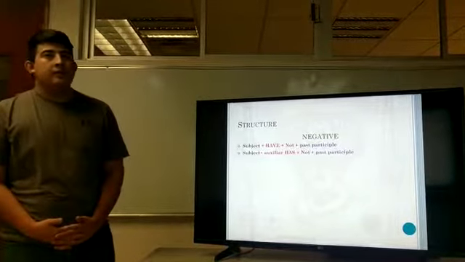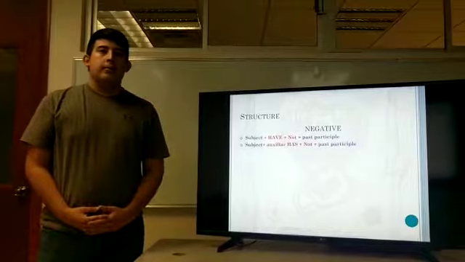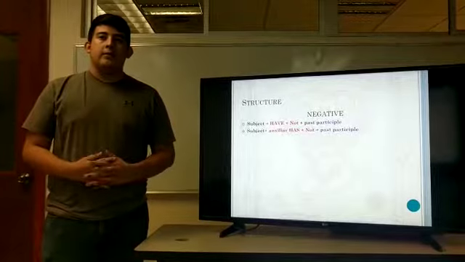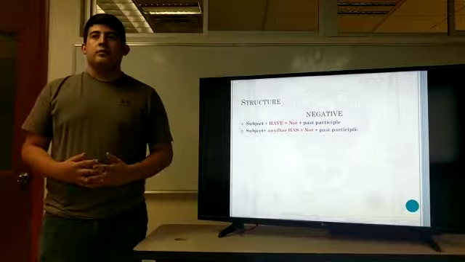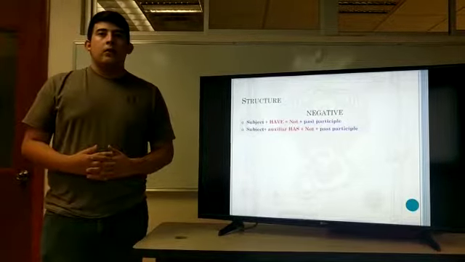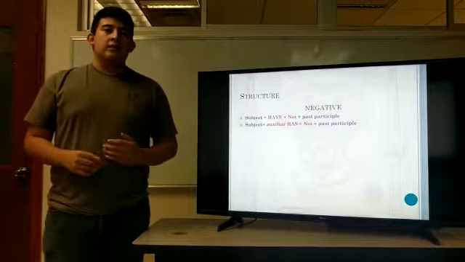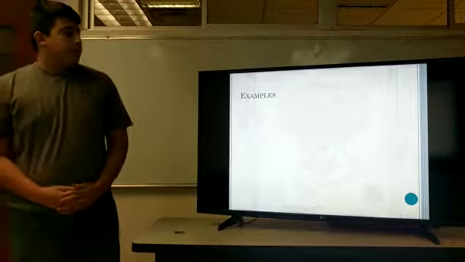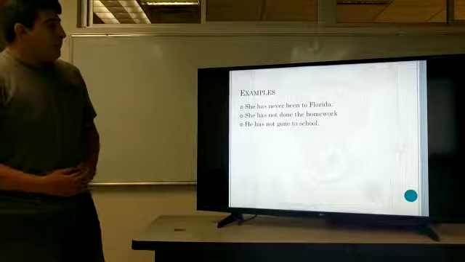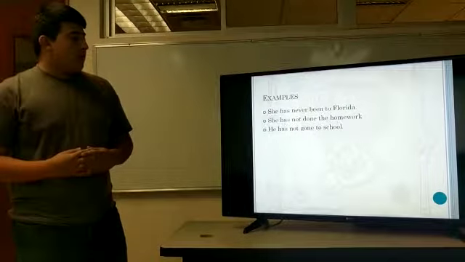Up next, we will see the structure for the negative sentence. We have the subject plus have not plus the verb in past participle. Or depending on the subject, we can have the subject plus has not plus the verb in the past participle. We can also use the contraction and not say have not or has not, but hasn't or haven't. Examples: she has never been to Florida. She has not done the homework, and she has not gone to school.